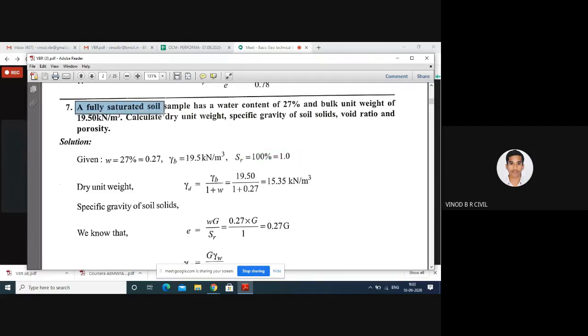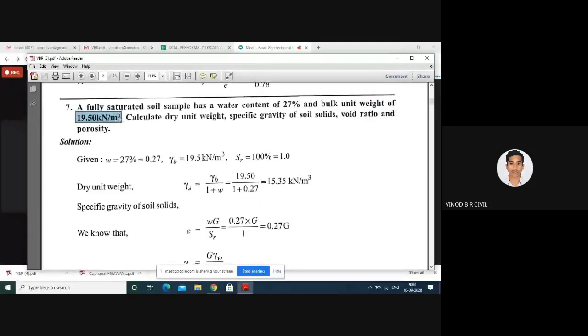Degree of saturation SR is equal to 100%, and the water content given in the problem is 27%. Bulk unit weight given in the problem is 19.5 kilonewton per meter cube. Then you have to calculate dry unit weight, specific gravity of soil G, void ratio e, and porosity n. First, water content equals 27%. Gamma B, the bulk unit weight of soil, is 19.5.